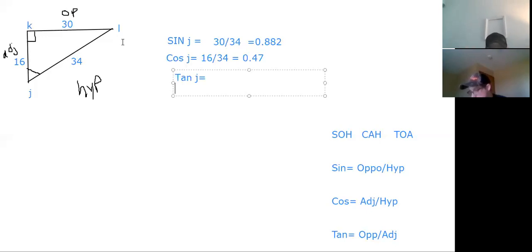All right, so what'd you get? 30 over 16. So tangent, opposite over adjacent. Opposite is 30 and adjacent is 16. What'd you get? 1.875. Okay.